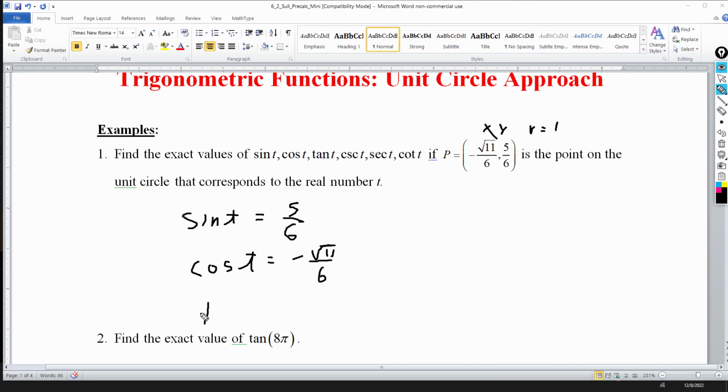And the tangent of angle t is the y coordinate, 5 over 6, divided by the x coordinate, minus radical 11 over 6. So 5 over 6 over minus radical 11 over 6, the 6's will cancel out, and that'll give me minus 5 over the square root of 11. And then we rationalize this, multiplying by the square root of 11, numerator and denominator. This is going to be minus 5 square root of 11 over 11.